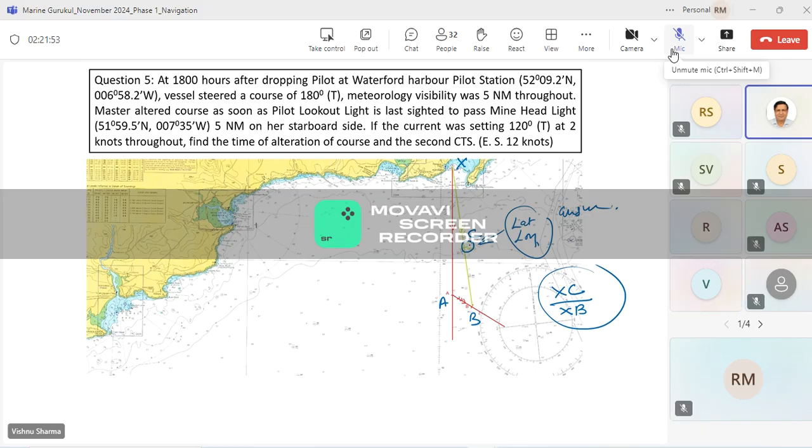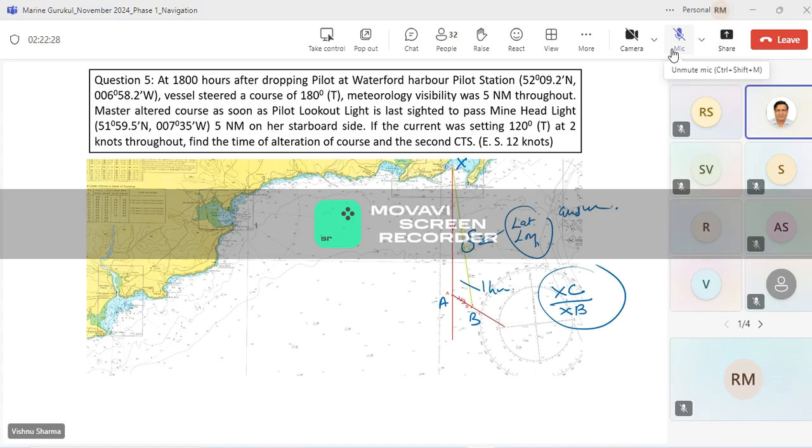And you're making good at what speed? You're making good at a speed of XB because this triangle was a 1 hour triangle. Am I right, class? Yes, sir. Correct. The question is asking the time of alteration. You will measure XC, the distance to be made good to the alteration point. At what speed are you making good? Speed made good is represented by XB. So it is not XB by XC, it is XC by XB. Am I correct?